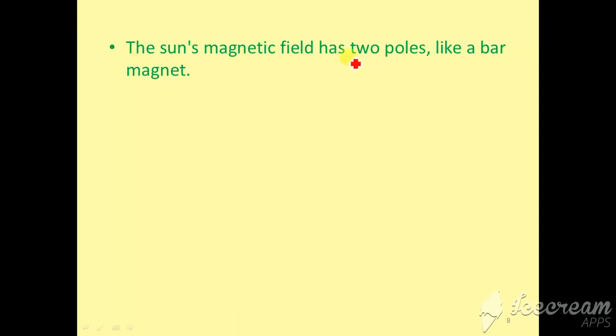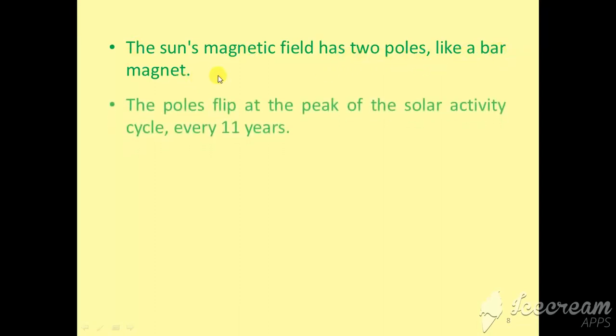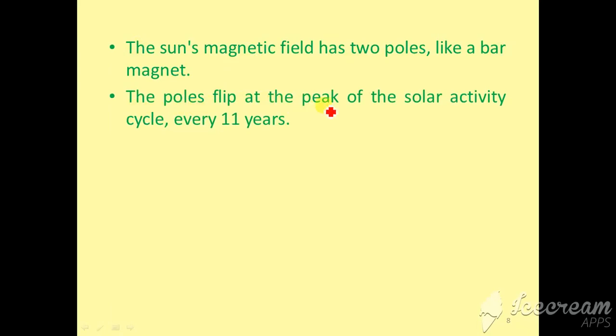This solar magnetic field has two poles like a bar magnet. The poles flip at the peak of the solar activity cycle every 11 years. So the solar cycle extends for 11 years.